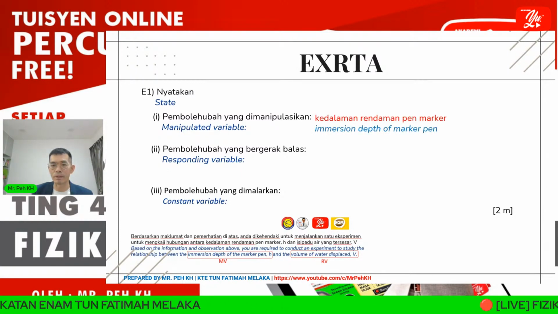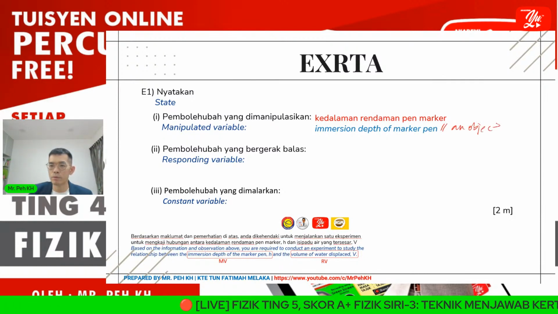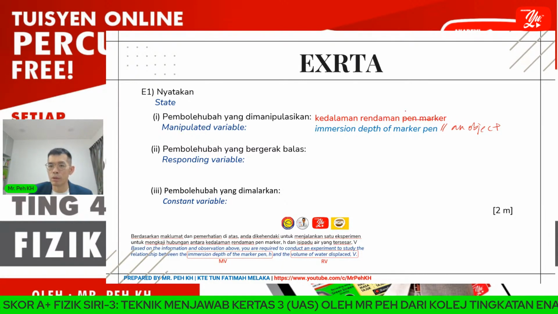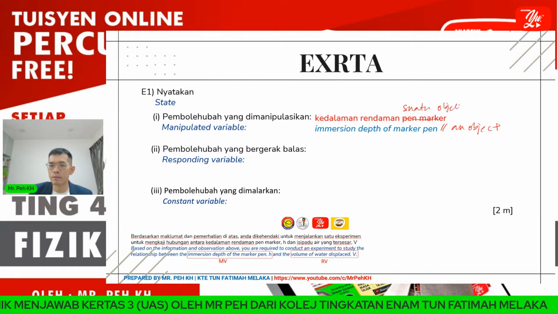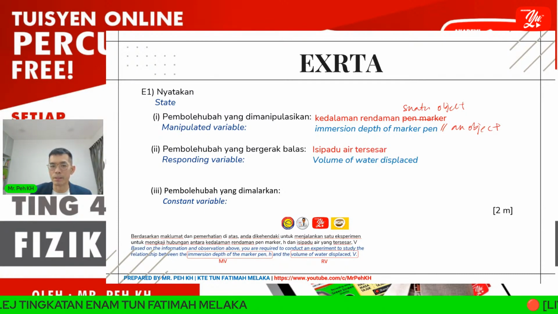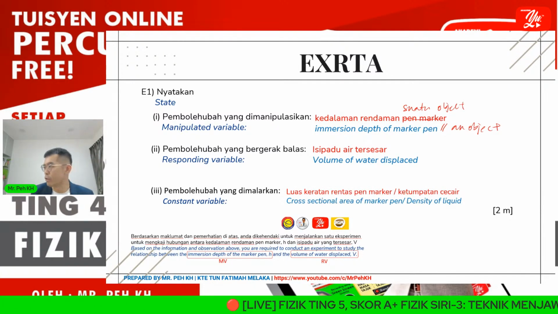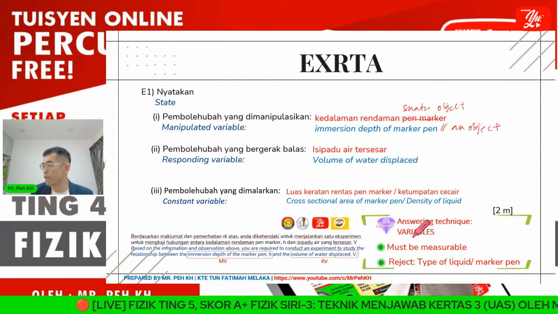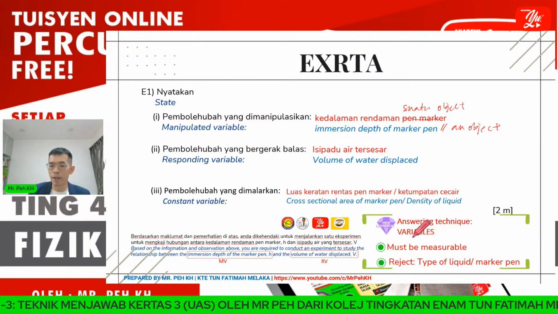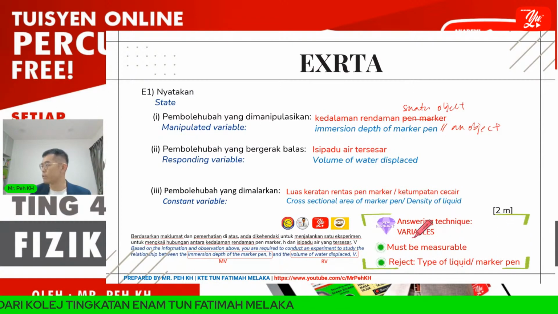So immersion depth of marker pen, or you can just give immersion depth of an object, is also accepted. Kedalaman rendaman pen marker can change to suatu object, more general. Then the responding variable here will be the volume of water displaced. This one is very clear. Then constant: cross-sectional area of marker pen, density of liquid. You can also give initial volume of water. Actually you must give a variable which is measurable. If you give type of liquid, type of marker pen, or type of object, it is not accepted.